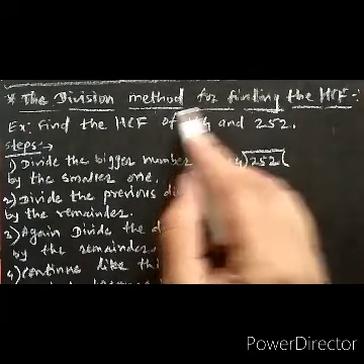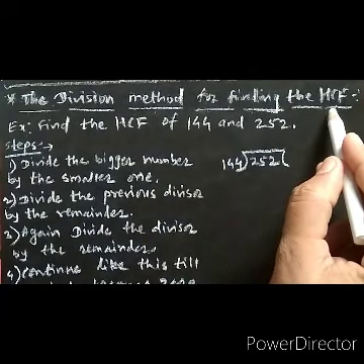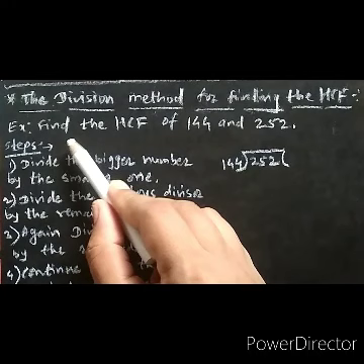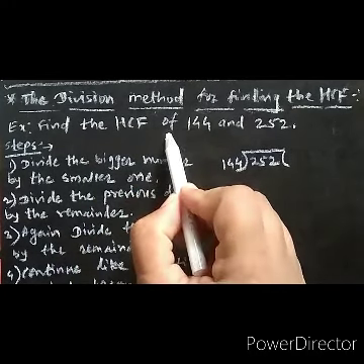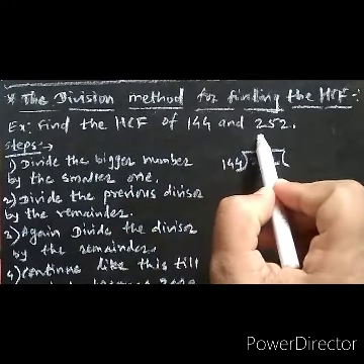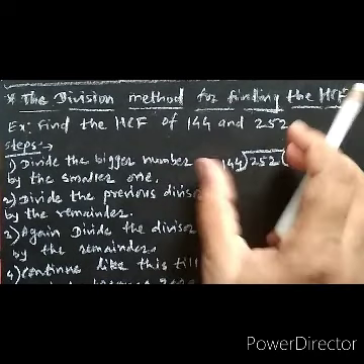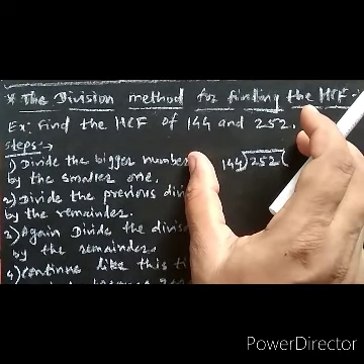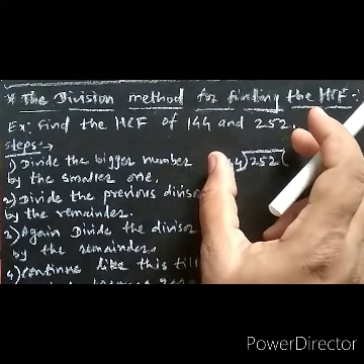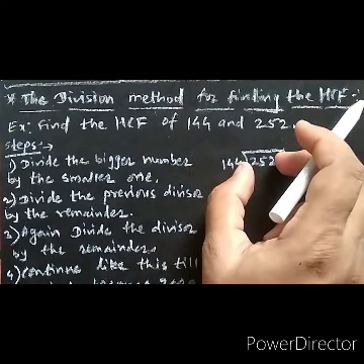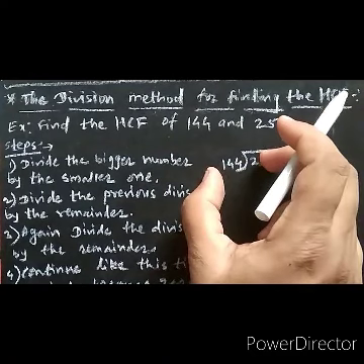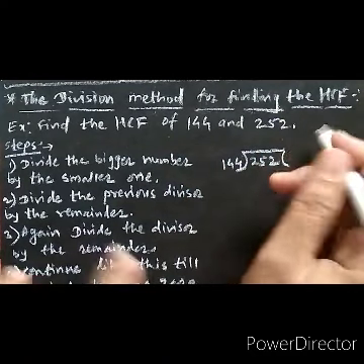The division method for finding the HCF. Let us say an example: find the HCF of 144 and 252. So two numbers are given and we have to find the HCF, that is, the highest common factor. First we have to take the bigger number, and the bigger number is divided by the smaller number. So let us see the steps.